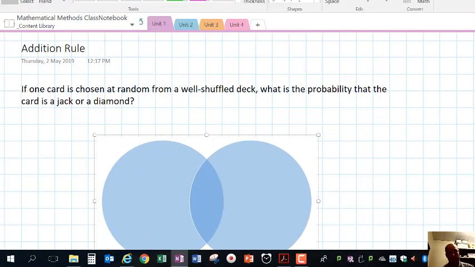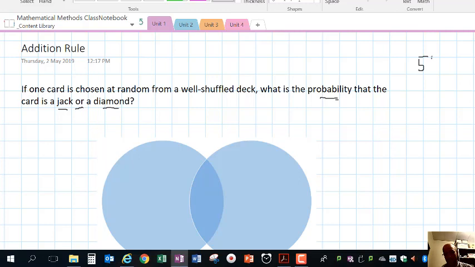We're doing the addition rule for probability, and we'll start with an example which might help here. If one card is chosen at random from a well shuffled deck, what is the probability that the card is a diamond or a jack? Okay, so there's the word "or" there. So you need to understand your standard deck of 52 cards.